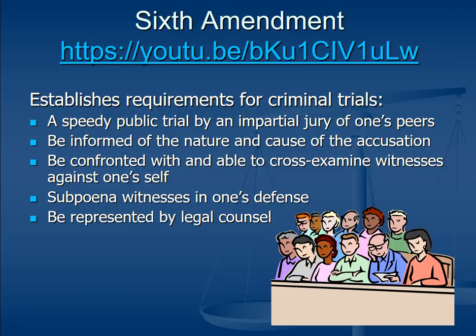And a shorter version again of the Sixth Amendment, establishing requirements for criminal trials. So a speedy public trial by an impartial jury of one's peers, be informed of the nature and cause of the accusation, be confronted with and able to cross-examine witnesses against oneself, subpoena witnesses in one's defense, and be represented by legal counsel. So all of these are things that fall under the Sixth Amendment, and again, there's a video link for you to look at too.